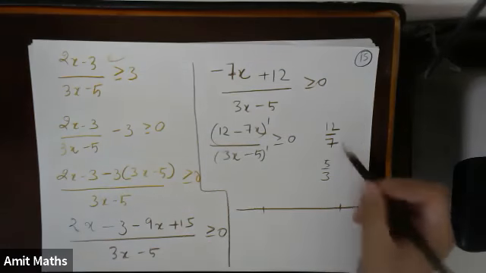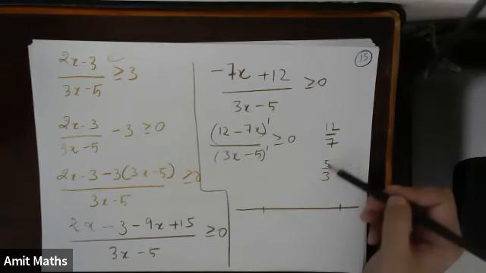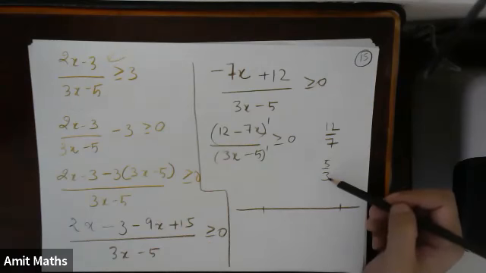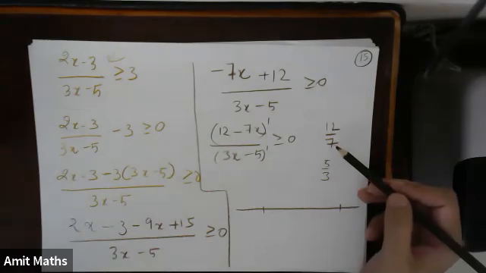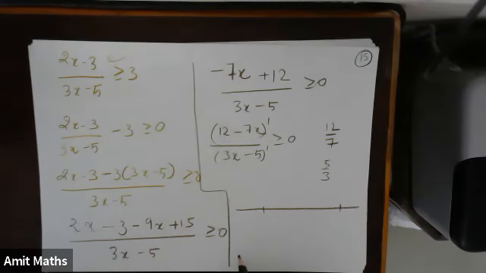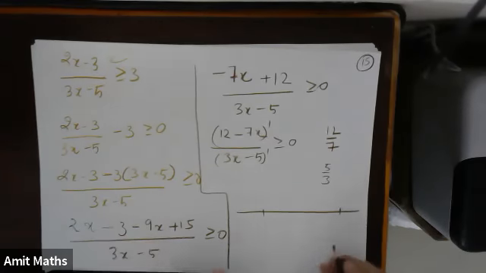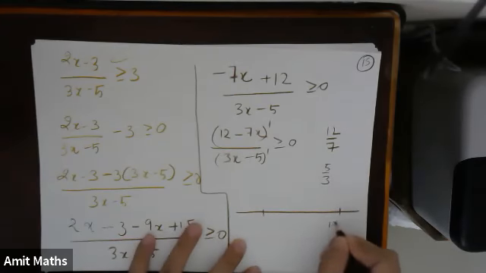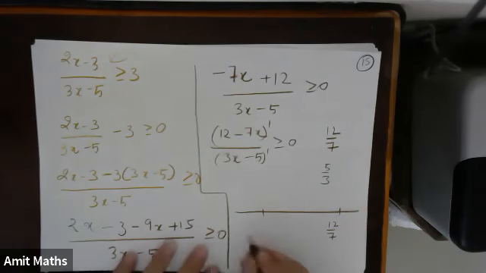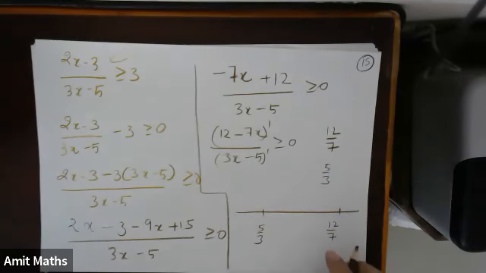Now I just have to figure out which one is greater. 5 by 3 will be somewhat 1.66, and 12 by 7 will be approximately 1.7, something around 1.7. Okay, so this is greater, this is less.